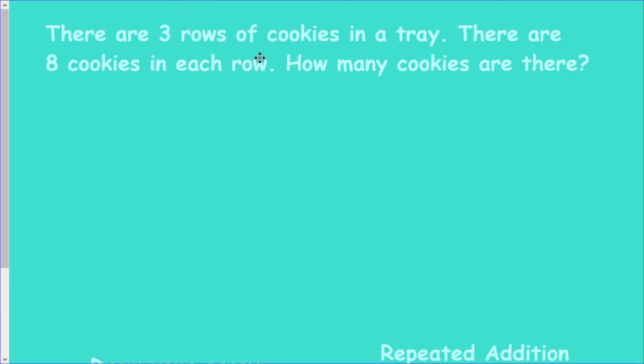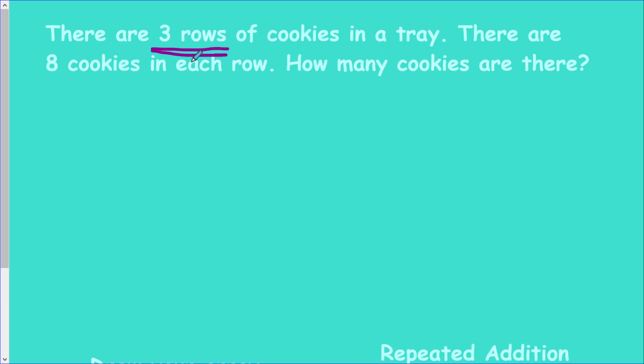All right, this time we have 3 rows of cookies in a tray. There are 8 cookies in each row. How many cookies are there? So I'm trying to picture my cookies on a baking sheet. First off, let's pull the information that we need out of this word problem. So what I need to look for is how many rows I have. Do you see it? You know, I love to make marks all over my word problems. I look for those important bits of information. You should be doing that too. So I'm going to go and underline, okay, I know I have 3 rows.